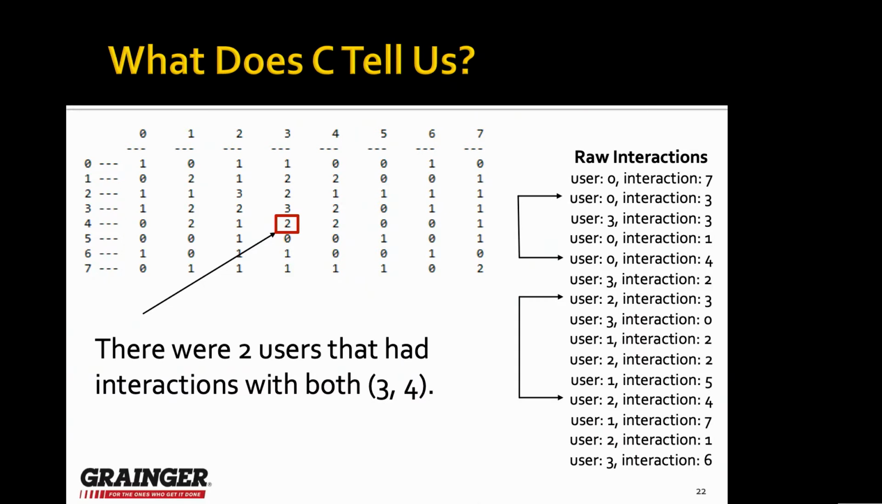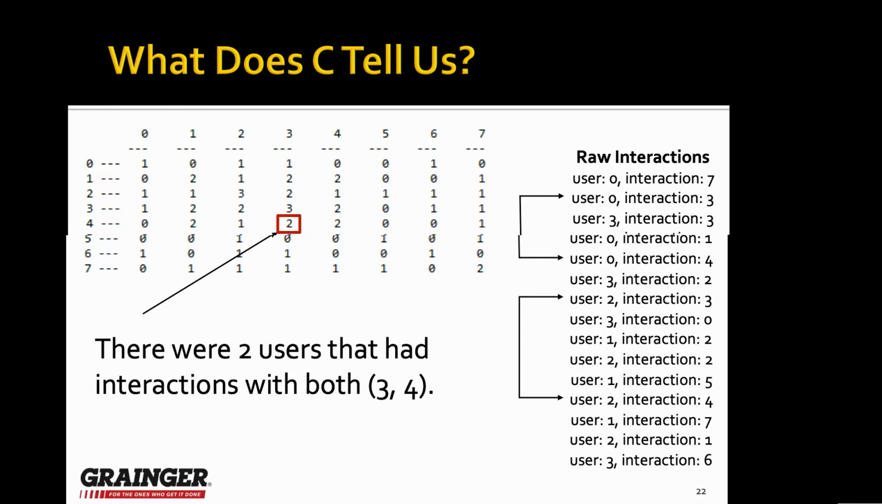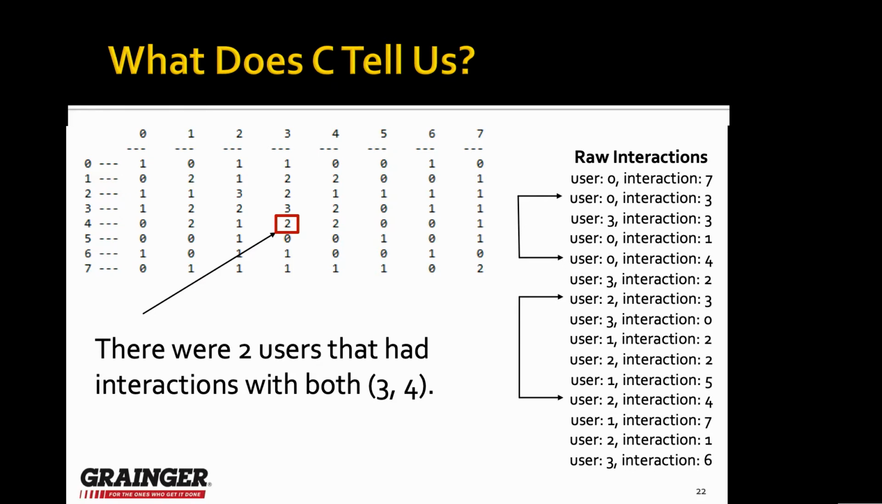When we take a look on the right, we'll see that we have our original data set, and you see there are 2 users, user 0 and user 2, that both interacted with 3 and 4. So you see, just by using some matrix operations, we can actually find some interesting information about what's going on with this data set. And again, this tells us that we had 2 users that were interacting with us. It doesn't tell us which 2, it just tells us that there were 2. Okay, so that's really important.